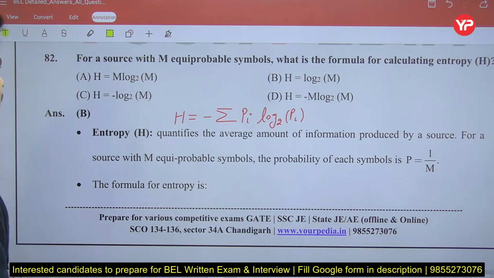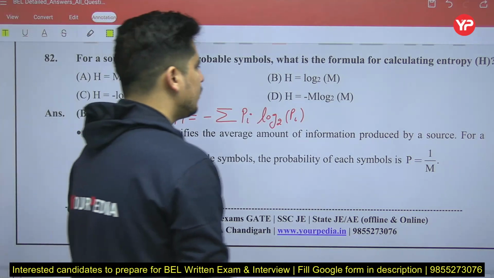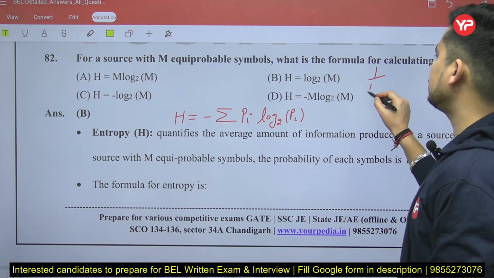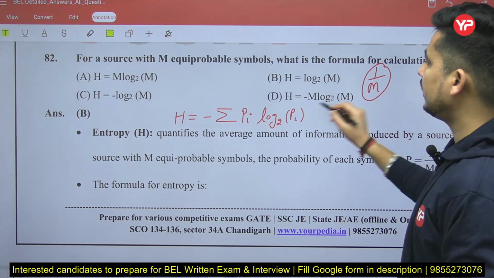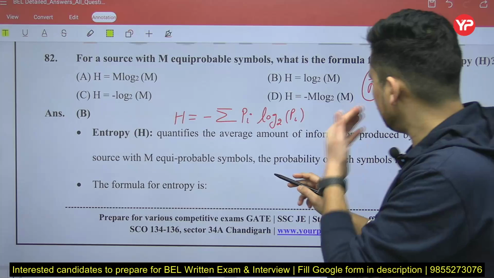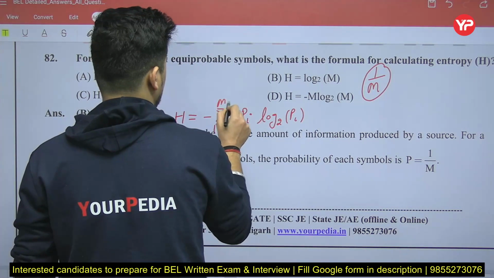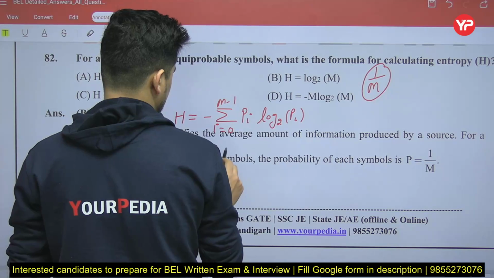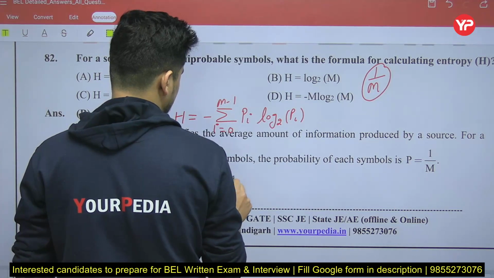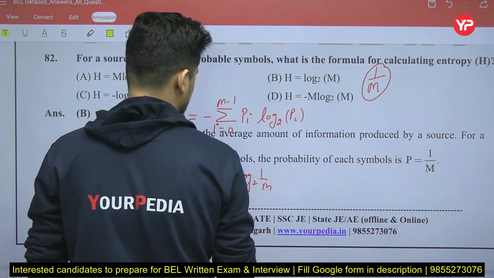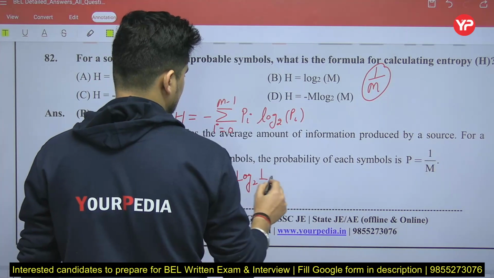If you have a source of m equiprobable symbols, each symbol has probability 1 by m. So we can replace Pi with 1 by m, for i equals 0 to m minus 1. So we can write it as 1 over m log base 2 of 1 over m, with the minus sign, and it is written m times.